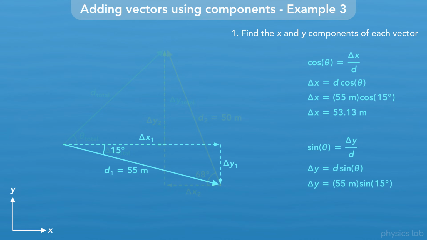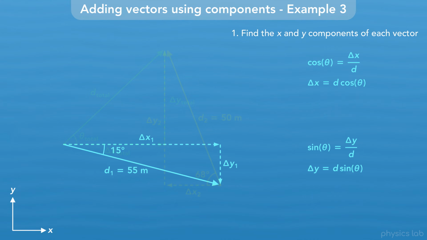The y component is 55 meters times the sine of 15 degrees, which is 14.24 meters. But we can see that the y component is pointing down in the negative y direction. So delta y is actually negative 14.24 meters.